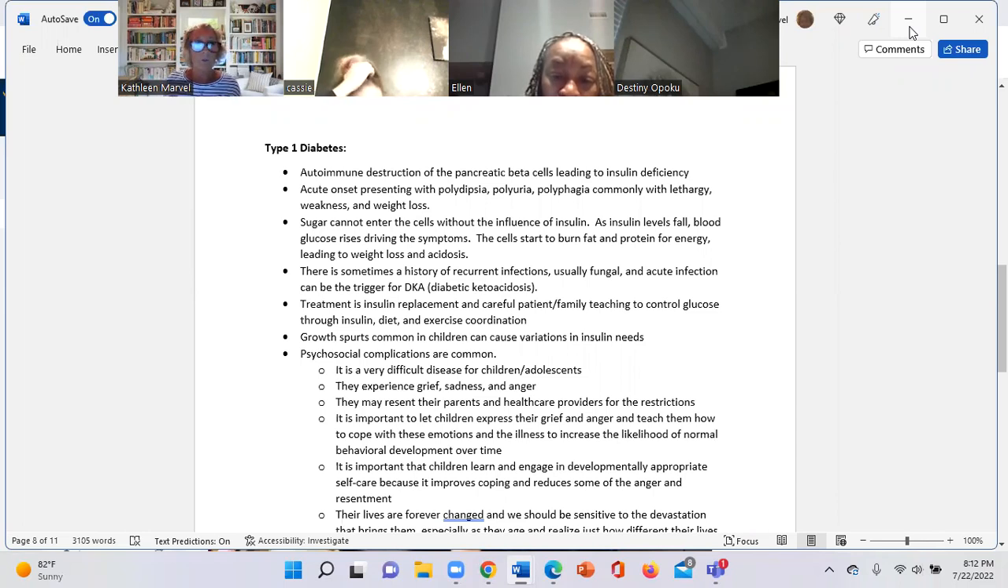Okay, there's sometimes a history of recurrent infections, right? An acute infection can trigger your diabetic ketoacidosis. What's that? Is your blood sugar too high or too low? Too high. It's an emergency situation. So treatment is insulin replacement and careful patient and family teaching to control glucose through insulin, diet, and exercise.